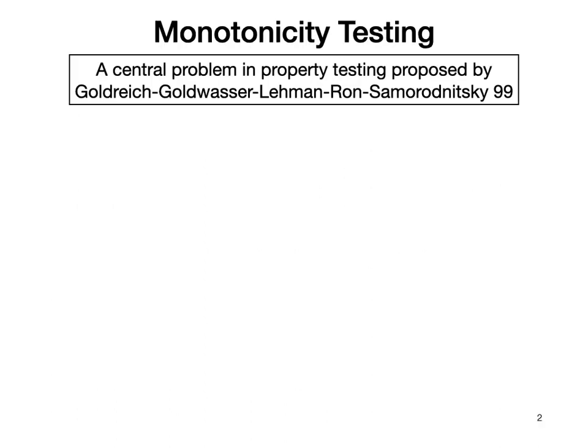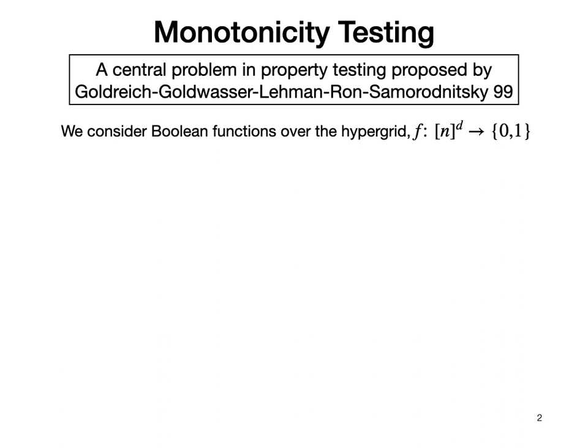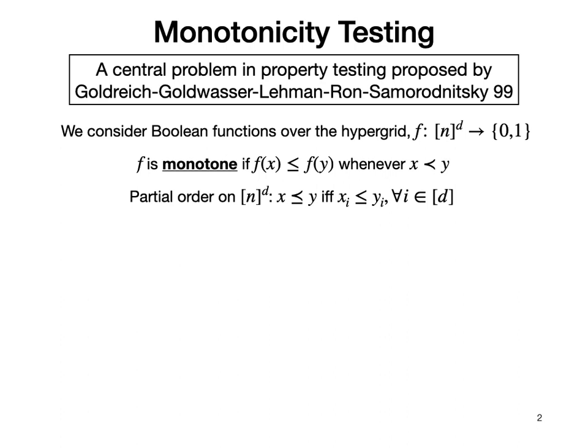So the problem that we study is known as monotonicity testing, and this is one of the central problems in property testing that was proposed and originally studied by Goldreich, Goldwasser, Lehman, Ron, and Samorodnitsky. And the setup is as follows. We consider Boolean valued functions over the hypergrid [n]^d. And such a function is monotone if it's non-decreasing with respect to the coordinate-wise partial order over [n]^d.